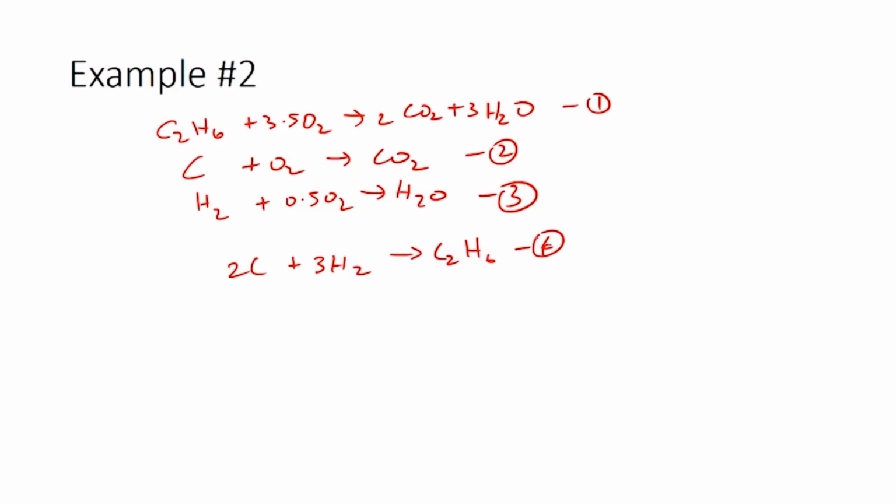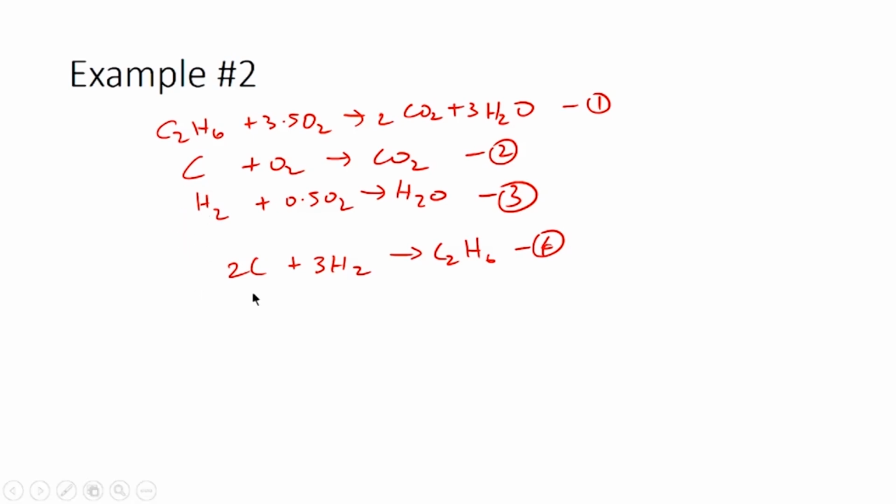Looking at the equations, we can see C2H6, which is a reactant in reaction 1, is a product in reaction 4. So, this has to be multiplied by -1, so that the reverse of the equation can be used. And now, what about reactions 2 and 3? In reaction 2 you have 1 mole of carbon reacting, whereas in reaction 4 you have 2 moles of carbon reacting. So, you can multiply reaction 2 by 2 to get 2 moles of carbon reacting in the fourth reaction. Similarly, for the third reaction you can multiply the reaction by 3, so that 3 moles of hydrogen react.